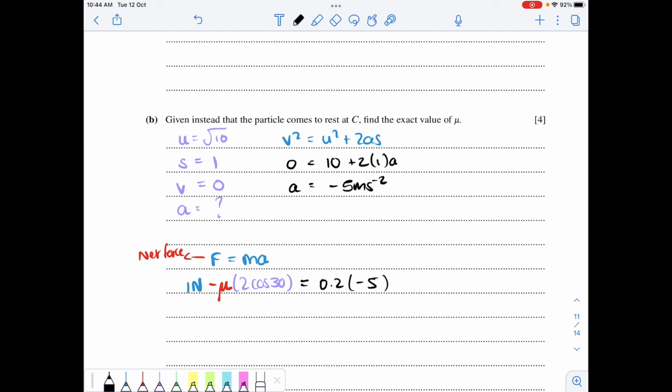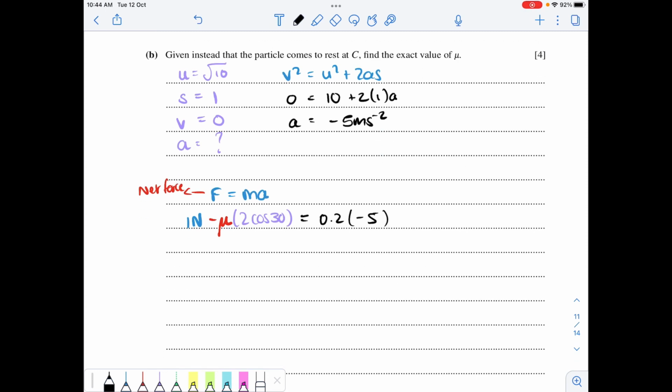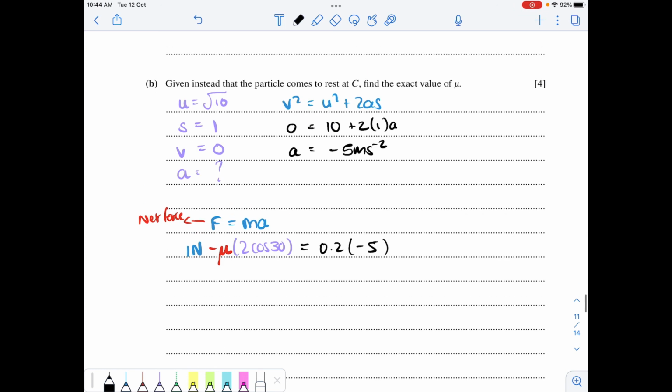And so you can see mu is our only unknown, and so with a bit of calculator work we can quickly, well, more importantly, they want us to give the exact value, right? So the exact value meaning we're going to leave our square root 3 in. So let's just change this. This is going to be 1 Newton minus the coefficient of friction times 2, right? Cos 30 is square root 3 on 2, equal to, right?